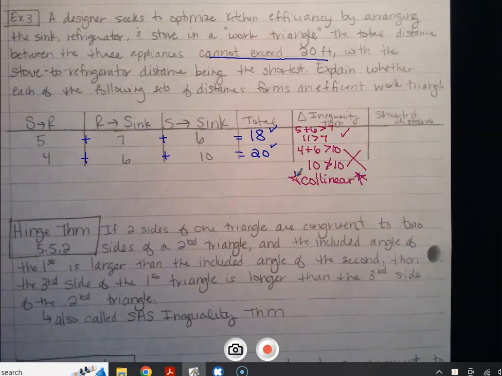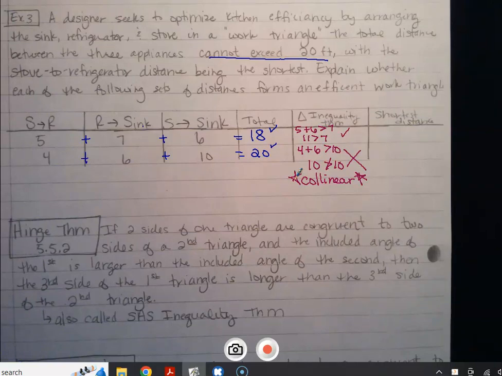In order for that to be the case, the stove has to be right next to the refrigerator, which is next to the sink. And so then the stove to the sink is 10 foot. Good call. Shortest distance is 5. So the shortest distance is 5.